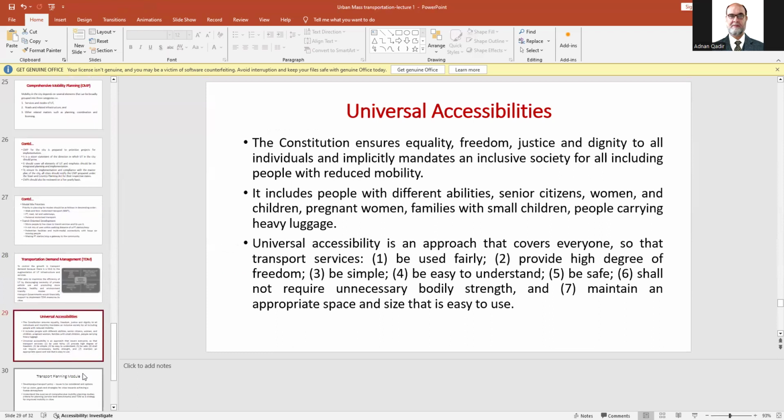Universal accessibility: the Constitution ensures equality, freedom, justice, and dignity, which mandates an inclusive society for all, including people with reduced mobility. It includes people with different abilities, senior citizens, women and children, families with small children, people carrying heavy luggage. Universal accessibility is an approach that covers everyone so that transport service can be used fairly, provides a high degree of freedom, is simple, safe, easy to understand, does not require unnecessary bodily strength, and maintains appropriate space size. So that's that.